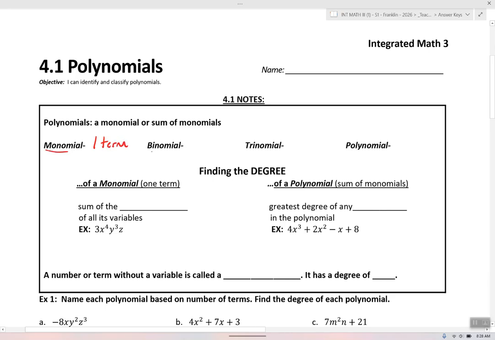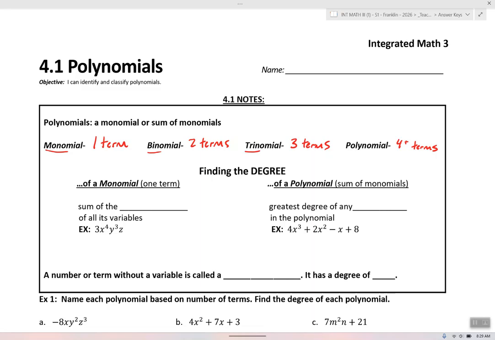And you might expect a binomial has two terms. Trinomial would have three terms. And anything higher than that, we just call a polynomial. So four or more terms. Now, a term is a number with or without variables. These are the things that are added together, separated by addition in a polynomial.